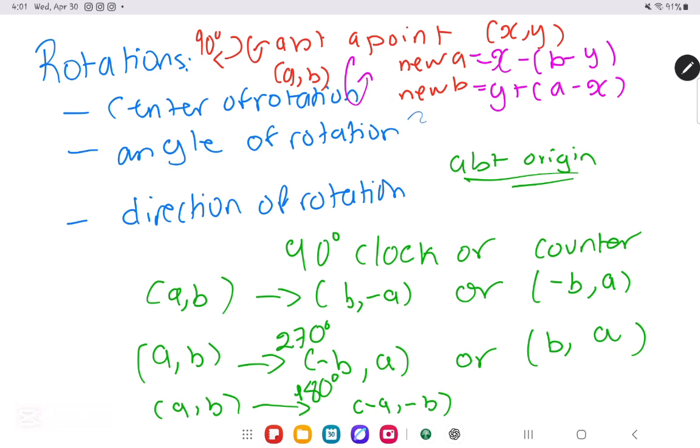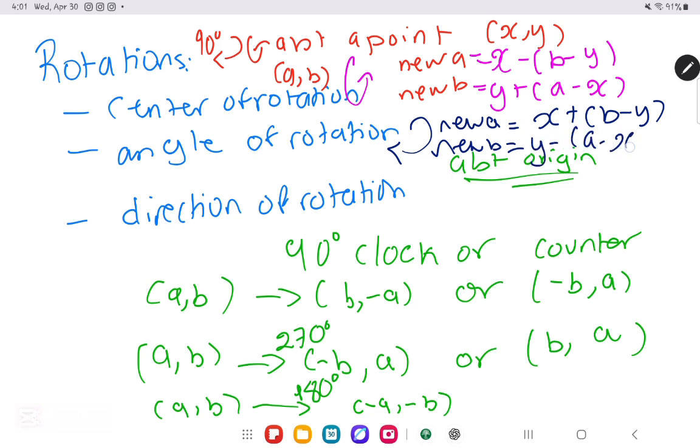If we are dealing with clockwise and we are finding the new A and new B, this is very important. We will have the new A as X plus, very important, plus B minus Y. And then finally, the new B is Y, not plus, Y minus A minus X.